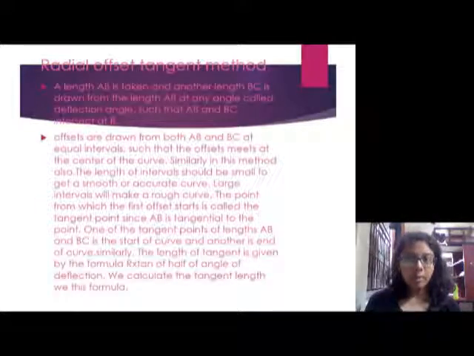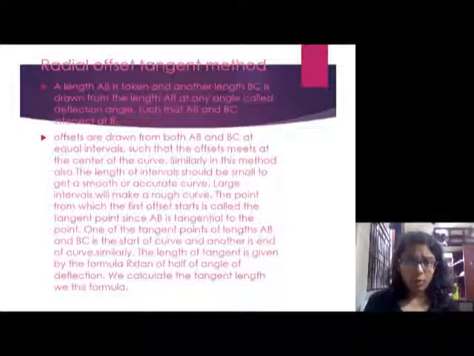Next, I am going to explain the radial offset tangent method. A length AB is taken and another length BC is drawn from the length AB at any angle called the deflection angle, such that AB and BC intersect at B. Offsets are drawn from both AB and BC at equal intervals such that the offsets meet at the center of the curve. Similarly, in this method also, the length of intervals should be small to get an accurate curve. Large intervals will make the curve rough.